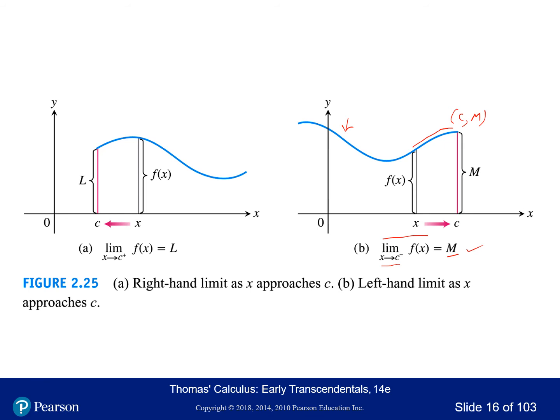And if we approach from the right, that means we're coming this way. We can say the limit as x approaches c from the right of f of x is equal to L. Why? Because this point is x equal to c and y equal to L. So this point is c comma L. And since that is c comma L, we know that this limit is equal to L, because the limit is always the value of y. This is the value of y, which is L, and this is the value of y, which is m. The limit is always the value of y.